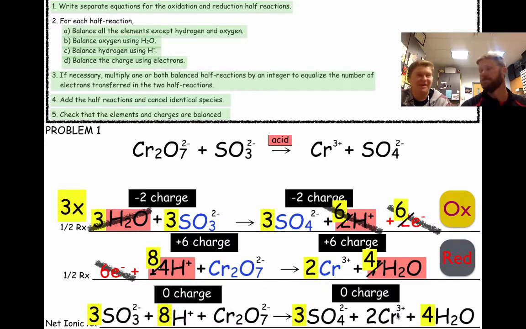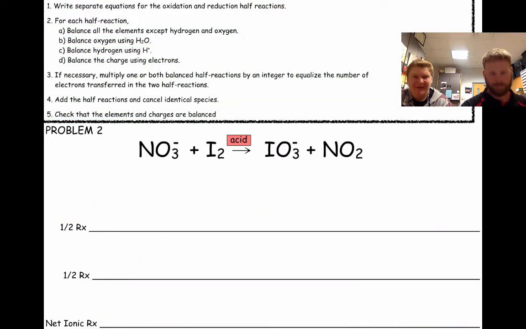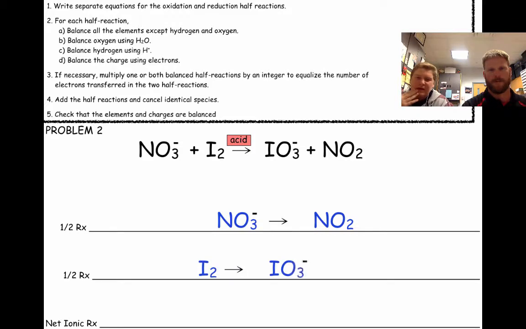You ready to try one? Yep. All right, here we go. So, how are we going to separate this first? All right. Well, it looks like we have NO3 minus and NO2 as one of our half reactions, and the other is going to be the I2 and the IO3. So I guess we'll start with the top one.